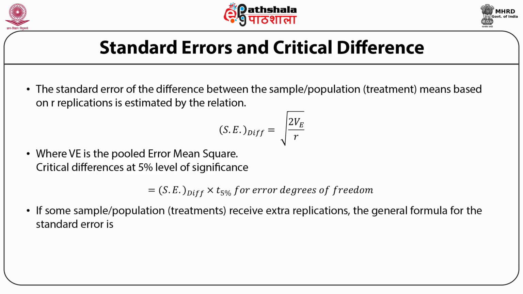If some treatments receive extra replication, the general formula for the standard error is SE equals square root of VE into (1 by R1 plus 1 by R2), where R1 and R2 are the number of replications of the treatments to be compared.